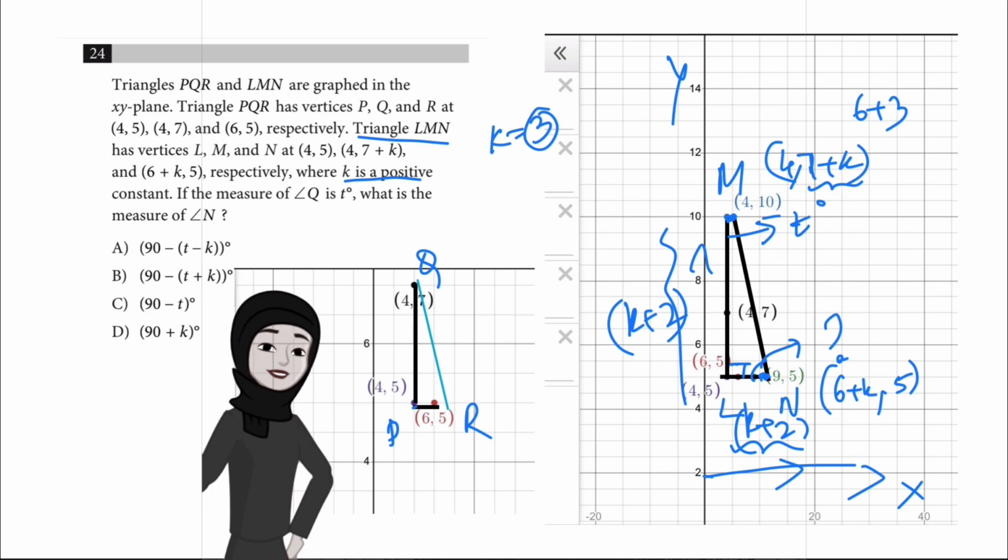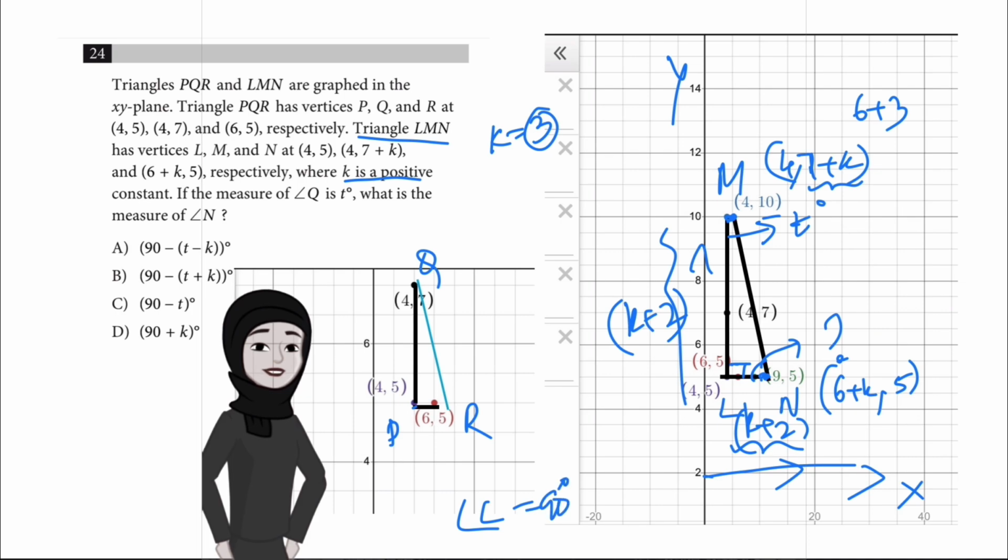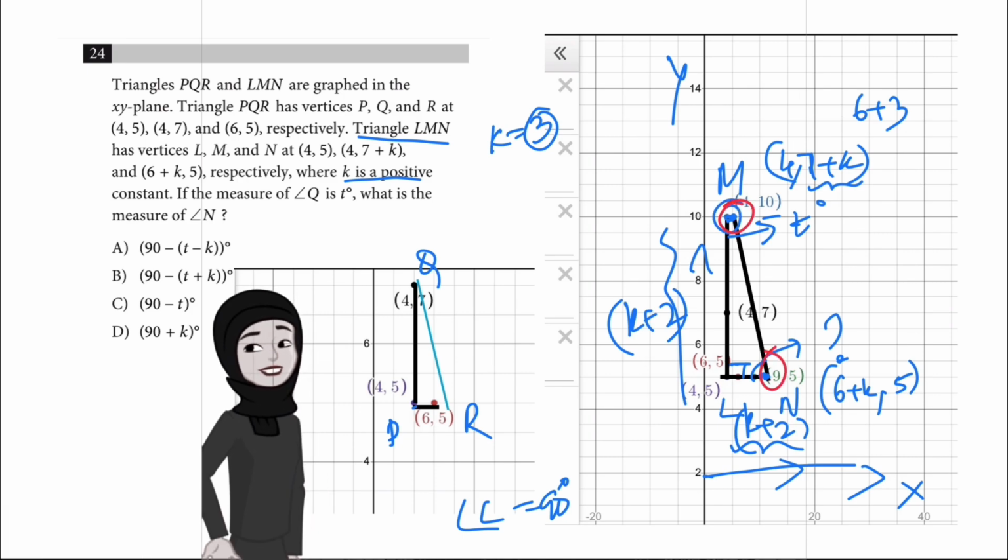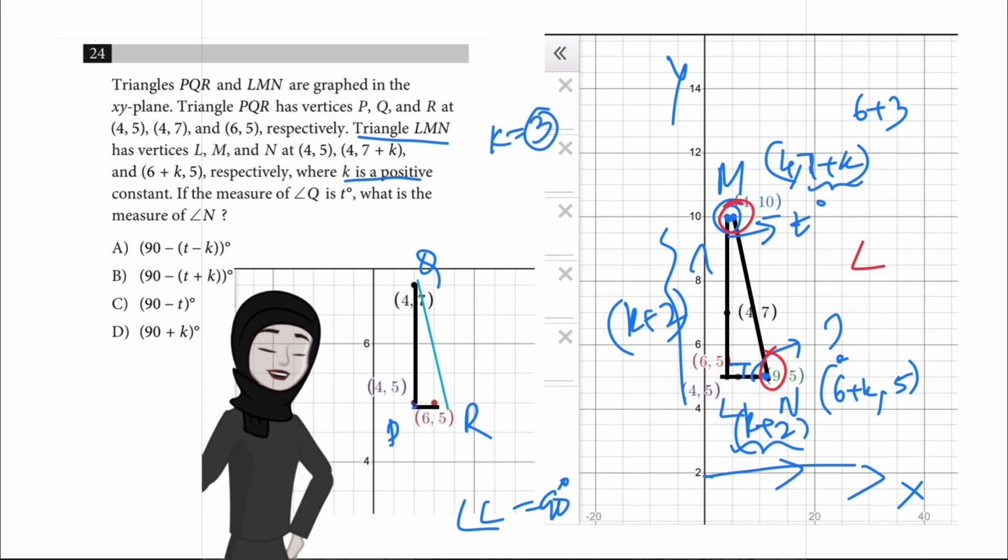Therefore triangle LMN is also a right isosceles triangle where angle L is 90 degrees and angles M and N each have a measure of 45 degrees. So both these angles, angle M and angle N, will also be equal to 45 degrees.